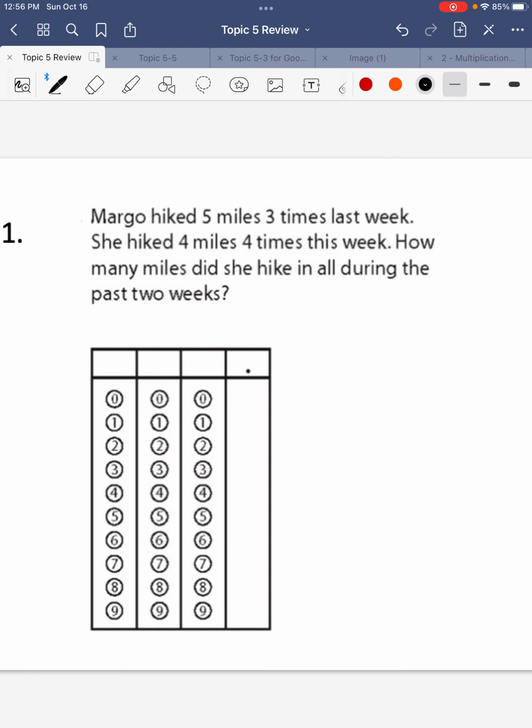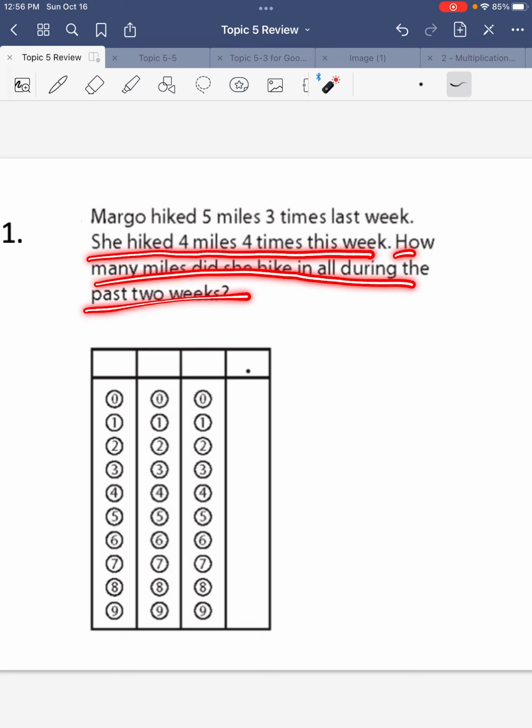First question says, Margot hiked 5 miles 3 times last week. She hiked 4 miles 4 times this week. How many miles did she hike in all during the past 2 weeks?